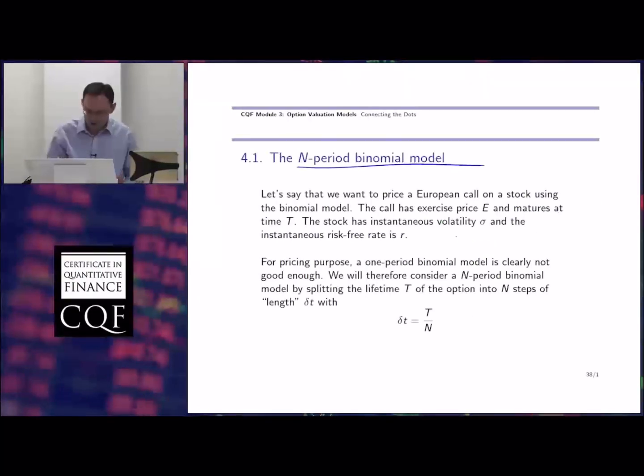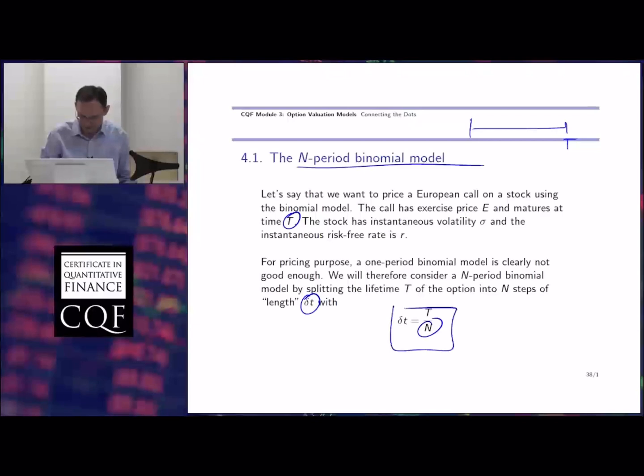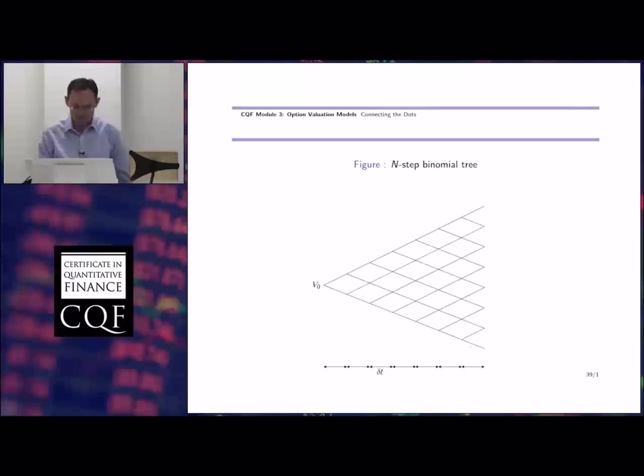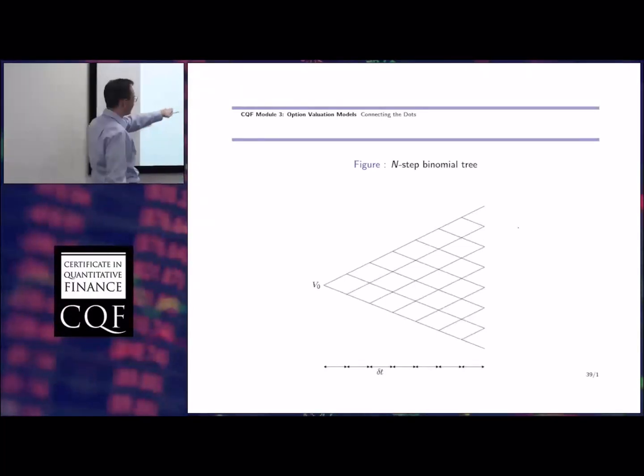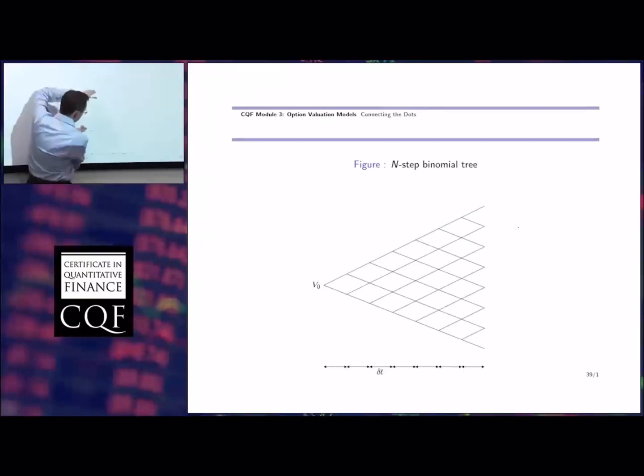So now we are going to look at a big time interval T for our option. And we're going to split it into n steps of length delta t by defining delta t equal to T divided by n. So your binomial tree, symbolically, will look like that. In reality, it looks morphed, a little bit warped upwards, but that's a symbolic representation.